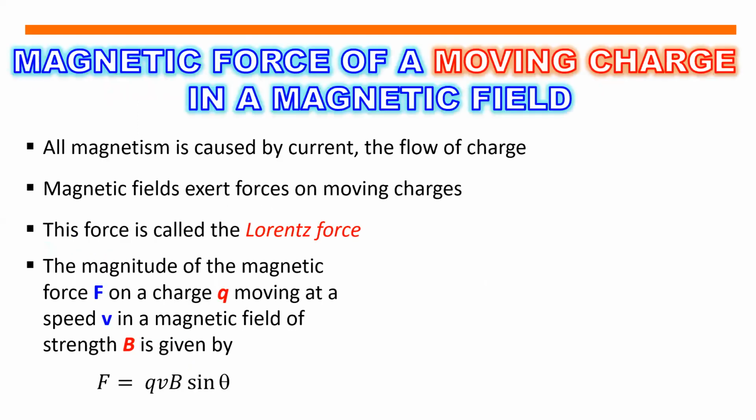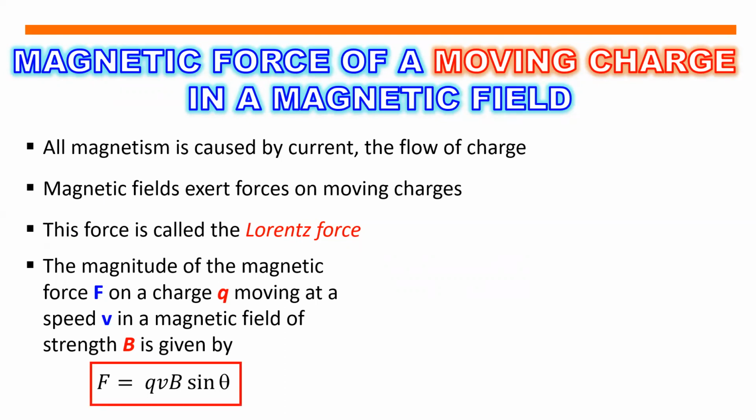Magnetic force of a moving charge in a magnetic field. All magnetism is caused by current. When we say current, it is the flow of charge. Magnetic fields exert forces on moving charges. This force is called the Lorentz force. The magnitude of the magnetic force F on a charge Q moving at a speed V in a magnetic field of strength B is given by F equals Q multiplied by V multiplied by B, then sine theta.